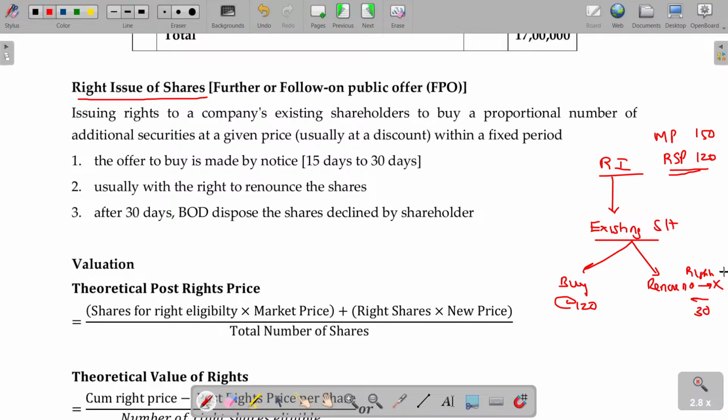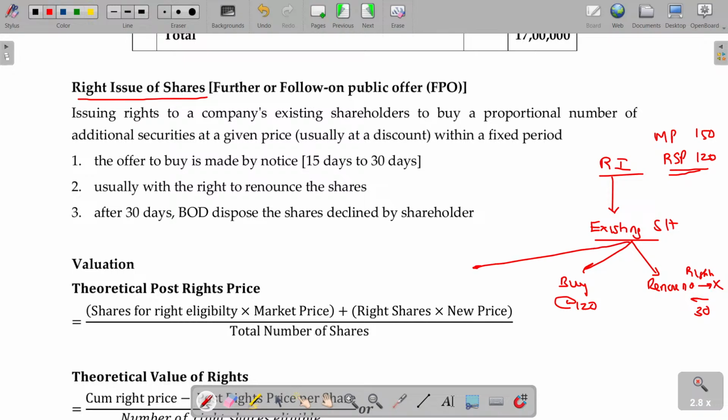And X can purchase it from the company by paying 120 rupees. You can either purchase it directly by paying 120, or renounce your right to a third party by getting a small amount, which is called the right price, 30 rupees. X can purchase the right, meaning the coupon, for 30 rupees and now pays 120 for purchasing the share. This process is called renouncing the right.